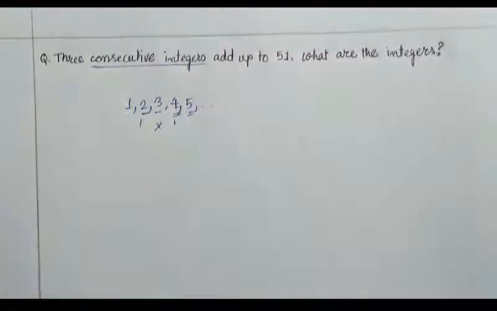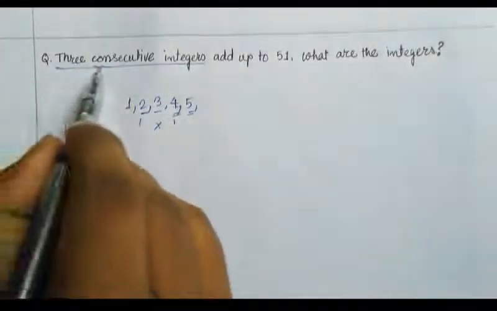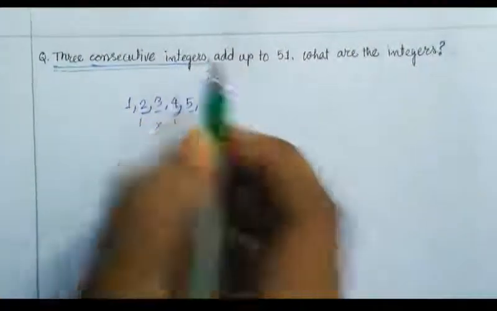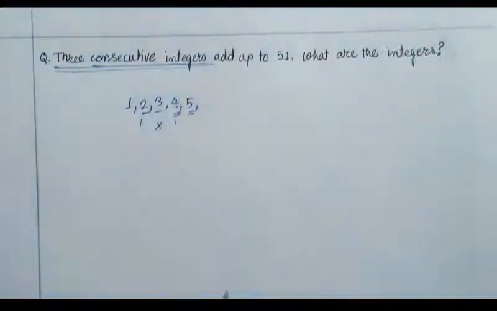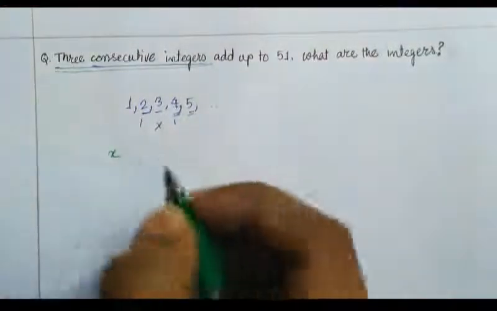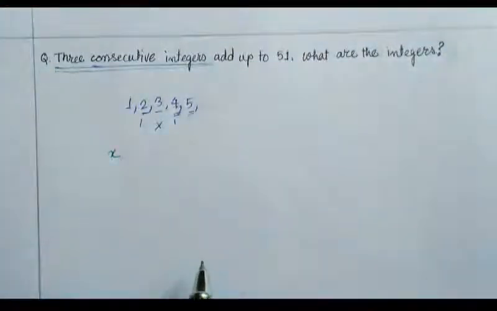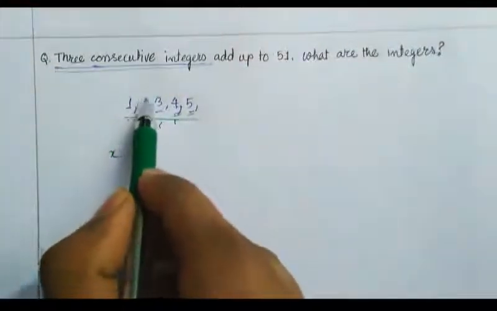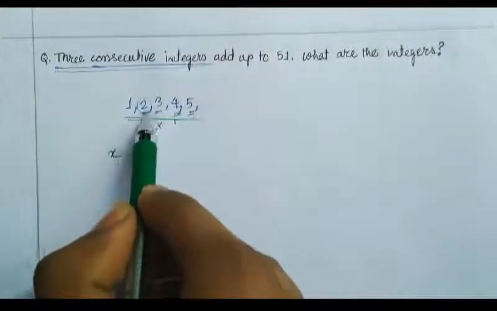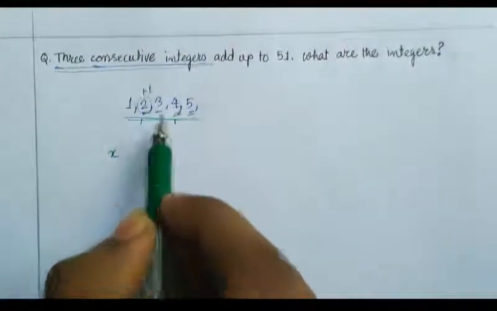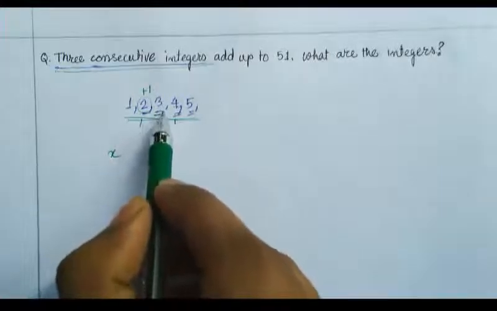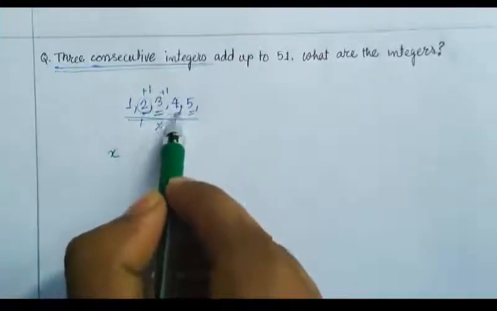Now we need to express three consecutive integers algebraically. Let us assume that x is a random integer. Then what will be the integer after it? From this example we can see that if 2 is an integer, we can get the next integer by adding 1, which gives us 3. Then from 3 we can get the next integer by adding another 1, which gives us 4.